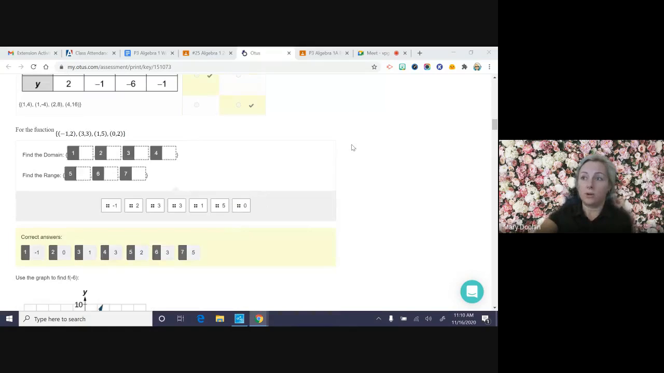Okay, and then for the next function, they're telling us it's a function. This is the next question. In set notation, we have 1, 2, 3, 4 ordered pairs. We need to find the domain and find the range. This is in your notes. When you find the domain, it's all the possible x's. The range is all the possible y's. So in an ordered pair, you always have x comma y.